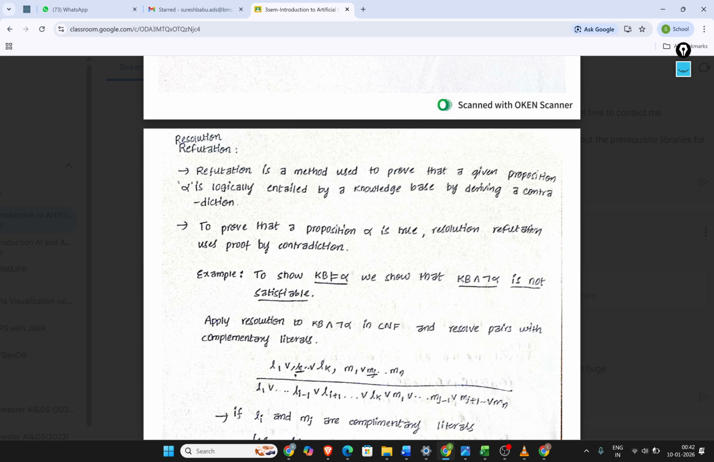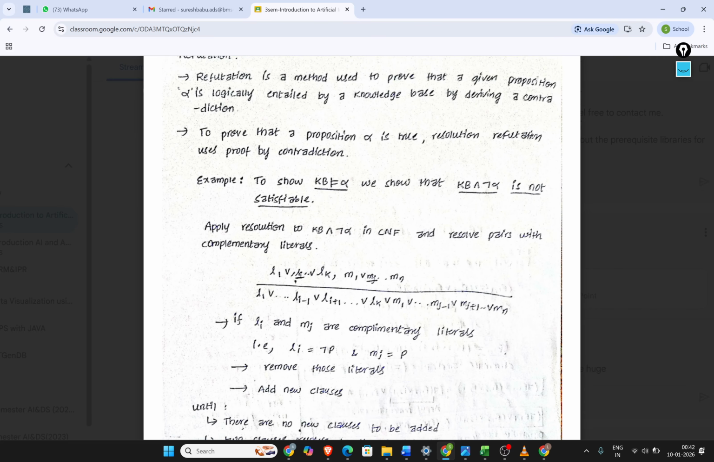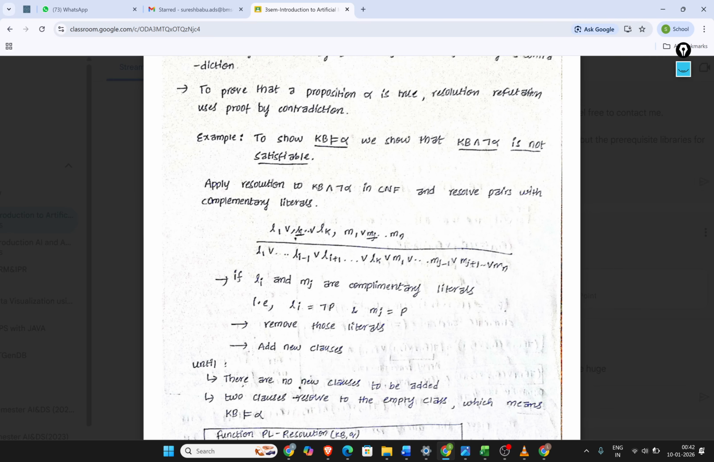To show the knowledge base entails alpha, we show that the knowledge base and negation alpha is not satisfiable, meaning it does not have true values. We say that we get the empty clause. Apply resolution to the knowledge base and negation alpha in conjunctive normal form and resolve pairs with complementary literals.